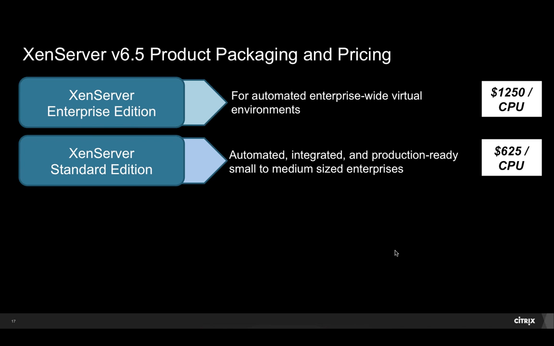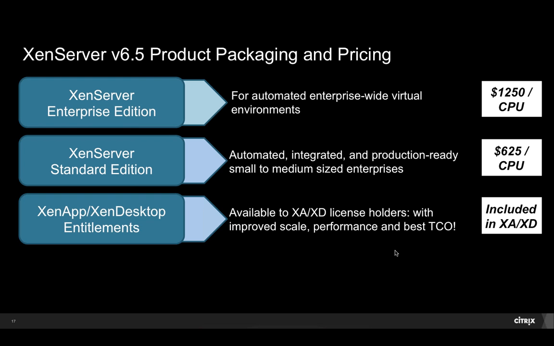With the Enterprise Edition, it's still per CPU socket, and it's the same price as you would have been paying. That's the list price obviously listed there. It's the same price as you would have paid with the XenServer 6.2 support.